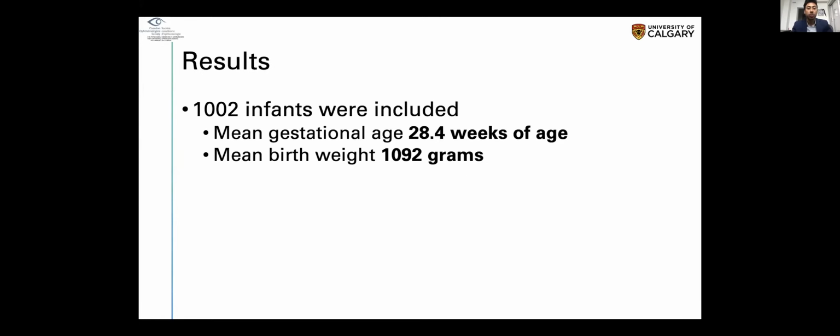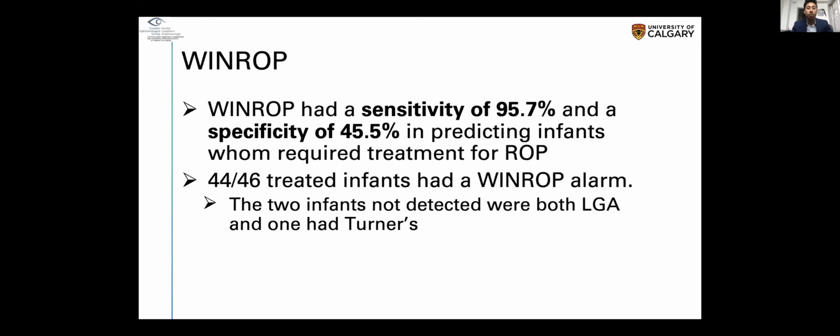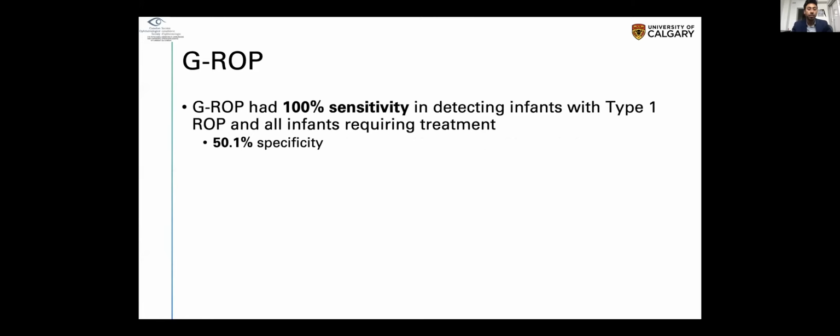1,000 infants were included, mean gestational age roughly 28 weeks, mean birth weight roughly 1,100 grams. WinROP had a sensitivity of 95.7% and a specificity of 46% in predicting infants who required treatment for ROP. 44 of the 46 treated infants had a WinROP alarm trigger, however, 2 did not, and those 2 not detected were both large for gestational age, and 1 had Turner syndrome. GROP, however, had a 100% sensitivity in detecting all infants who required treatment, and it had 50% specificity, so higher than WinROP as well.